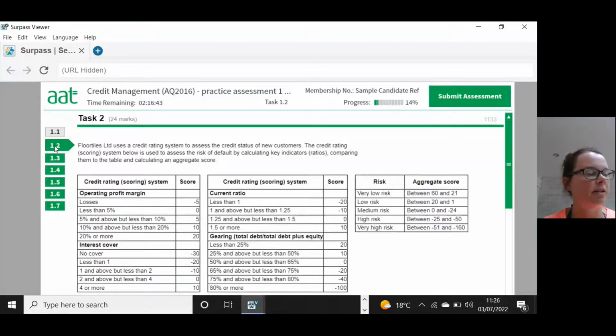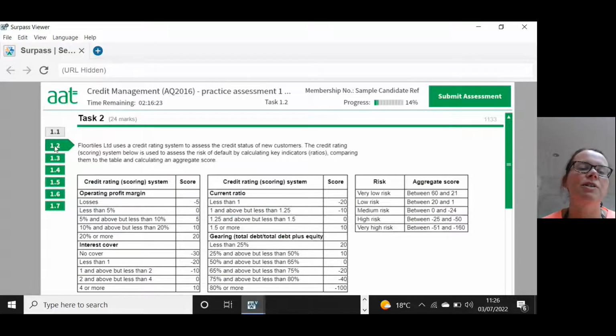24 marks. So that first one was 18 marks, this one is 24. Now I think this is the easy question, 24 marks in the bag for knowing your ratios. Looks as if this question is always going to be presented in the same way.